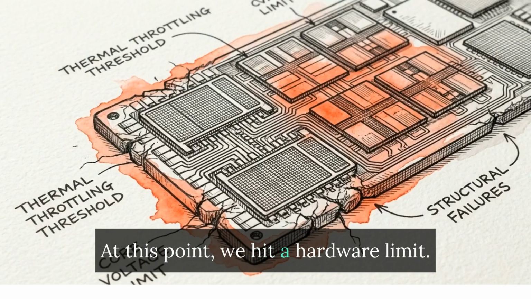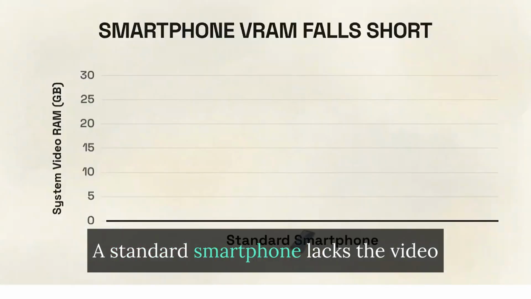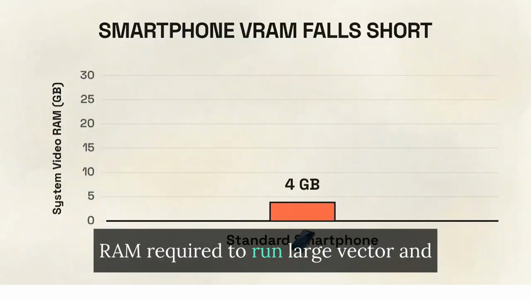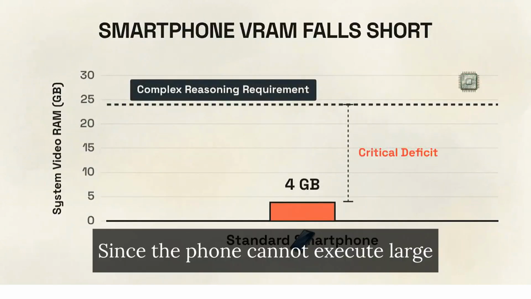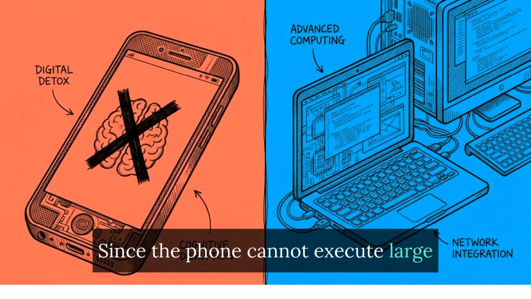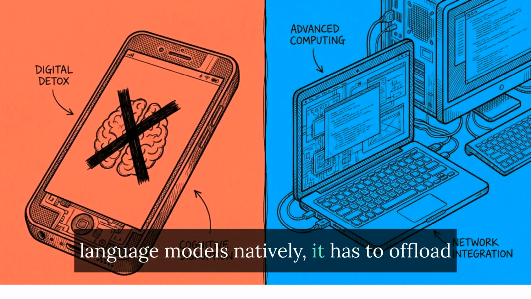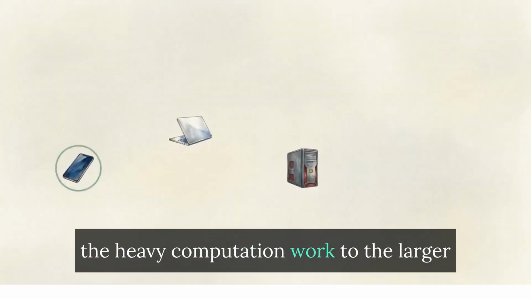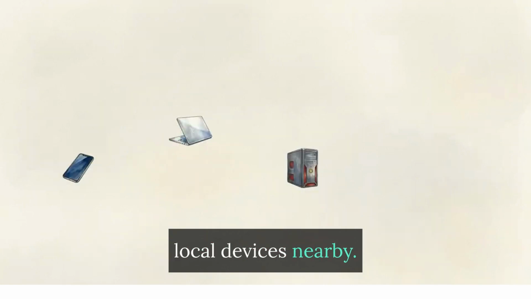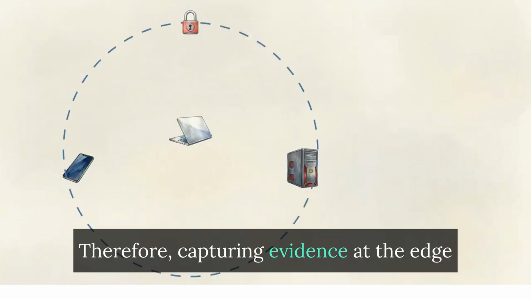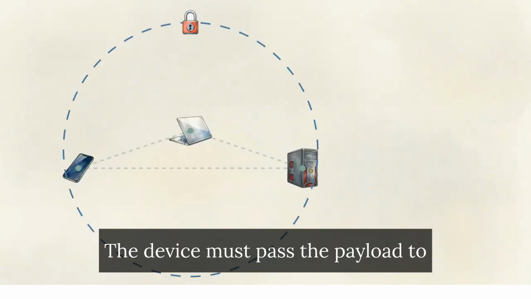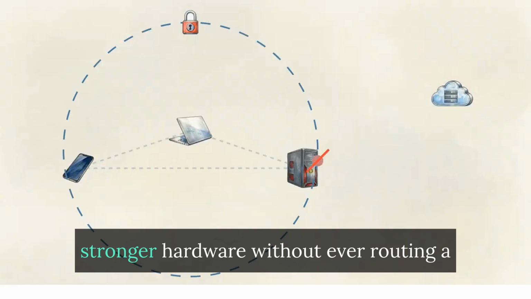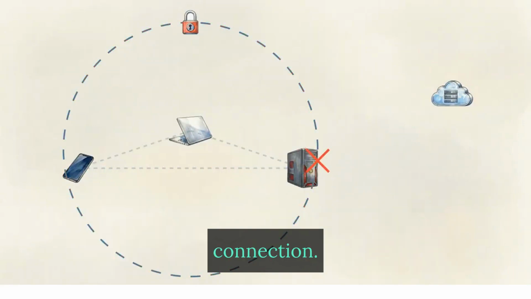At this point, we hit a hardware limit. A standard smartphone lacks the video RAM required to run large vector embeddings or operate complex reasoning agents. Since the phone cannot execute large language models natively, it has to offload the heavy computational work to the larger local devices nearby. Therefore, capturing evidence at the edge mandates a method for secure compute delegation. The device must pass the payload to stronger hardware without ever routing a single byte through an external internet connection.